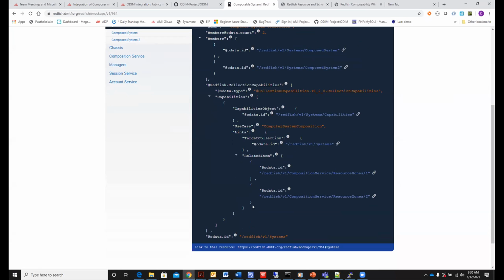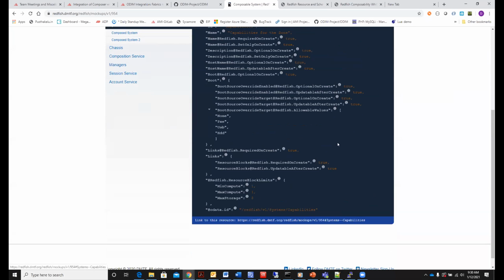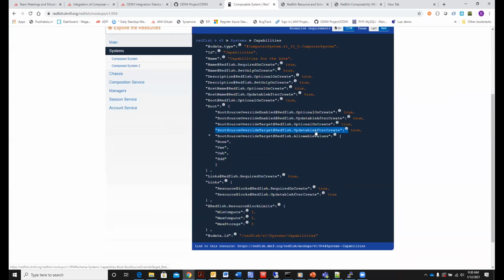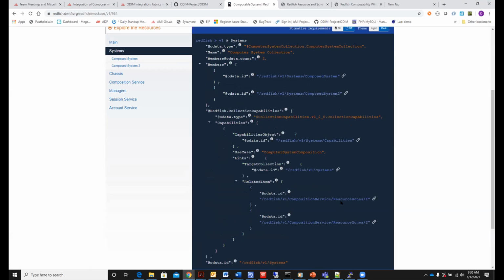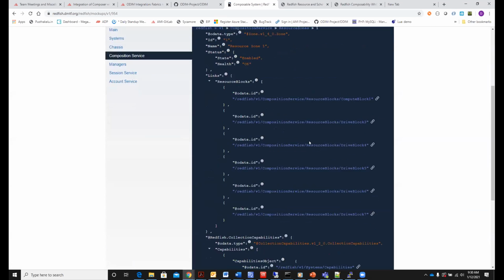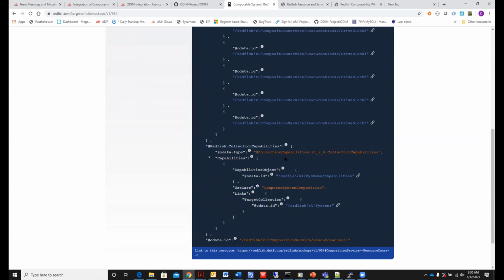Yes. You go to the system capabilities, and those system capabilities are related to the resource zones based on the resource. There are two resource collections, right? One is resource blocks, another one is resource zones. These capabilities are linked with the resource zones, from my understanding. Go to the resource zone. So I think I'm still trying. Resource zones has capabilities again. Yeah, it is linked to the system collection capabilities.